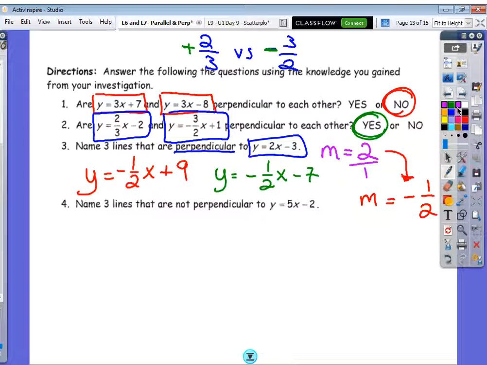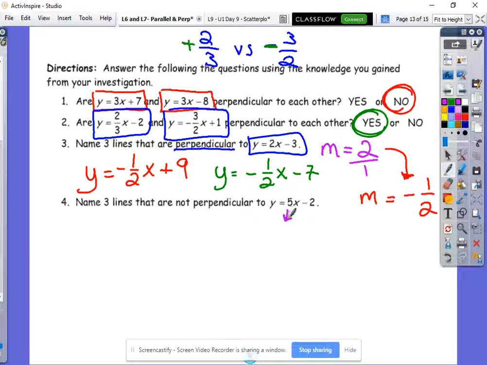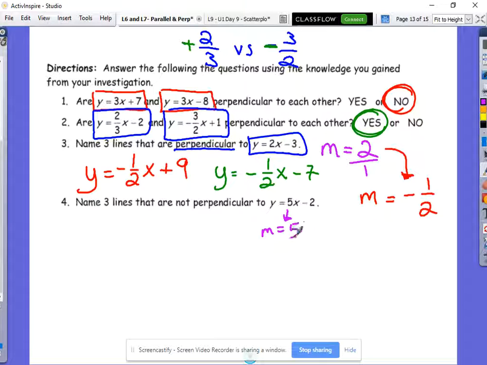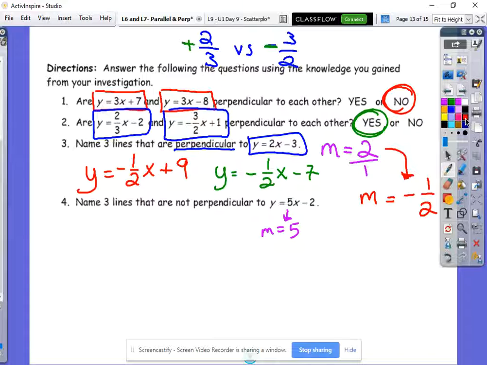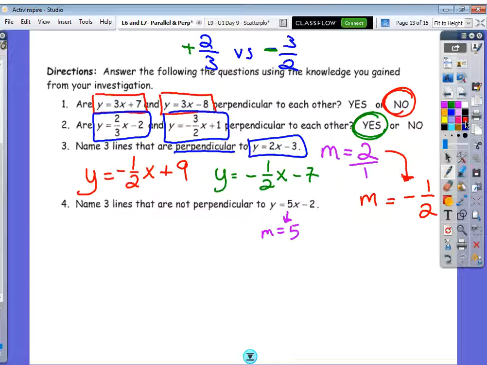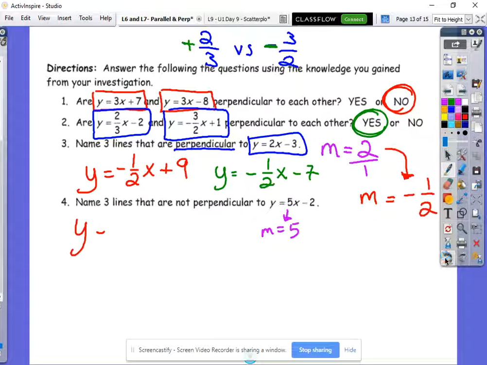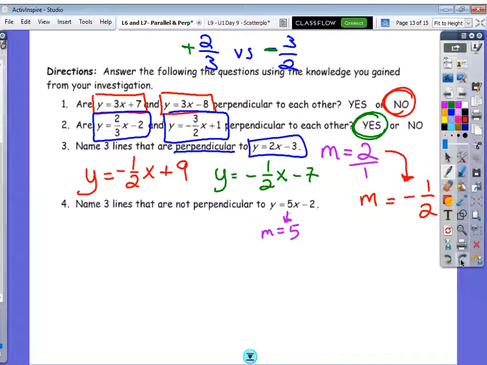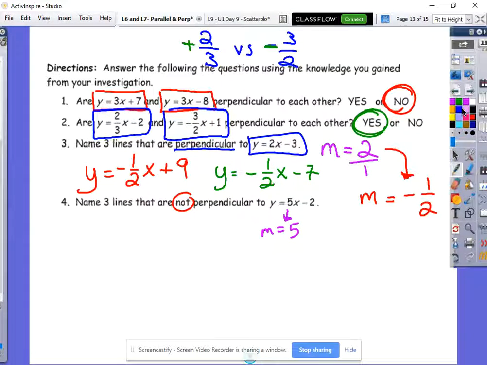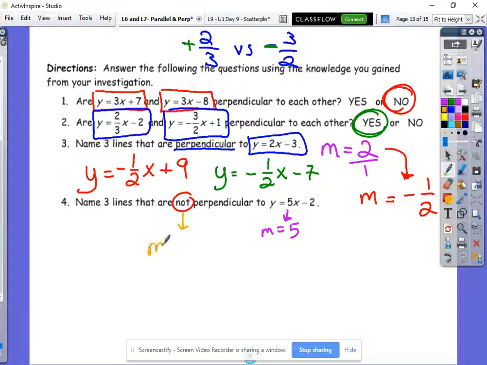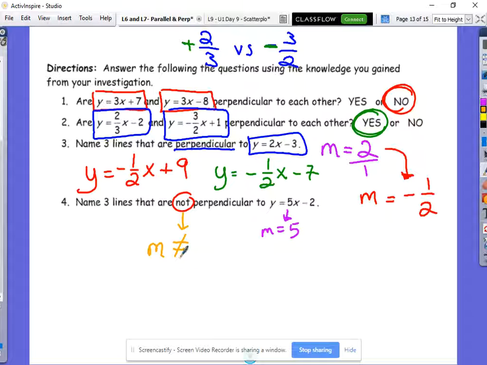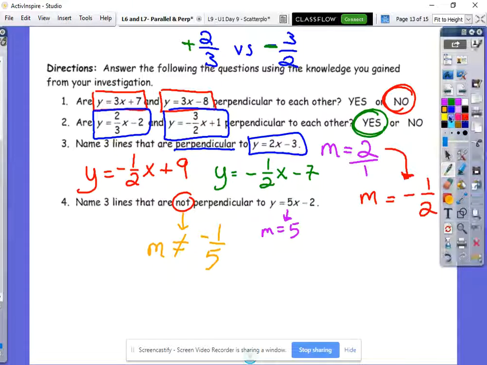What about lines that are not perpendicular? So not perpendicular, this slope right here, our slope value is 5. So if our slope value is 5, anything that's not perpendicular pretty much can be any slope we want that's not the opposite reciprocal of 5. So if we don't want it to be perpendicular, then our slope cannot equal, that's what that sign means, cannot equal negative 1/5. As long as our slope is not negative 1/5, we're good to go.